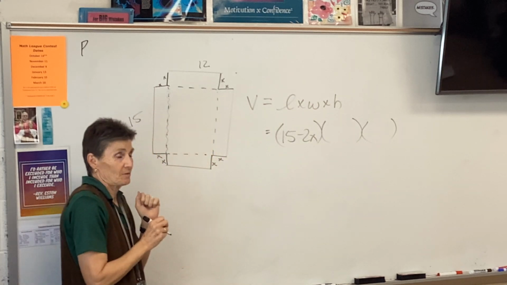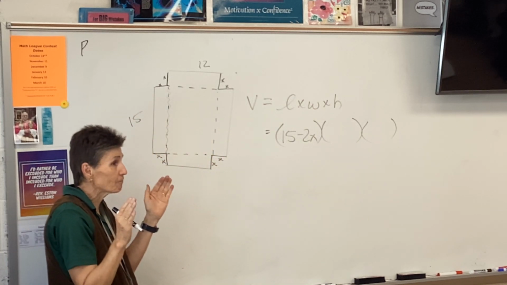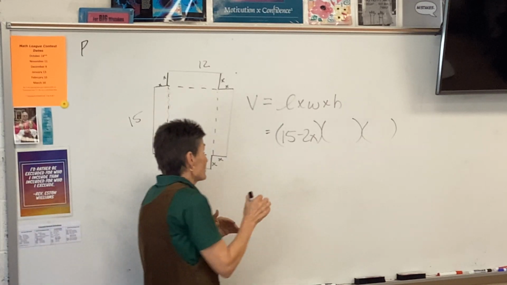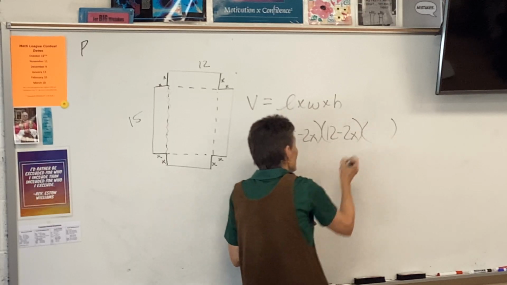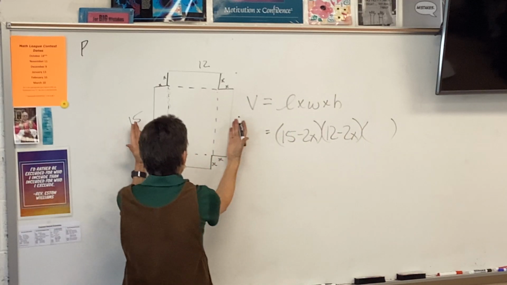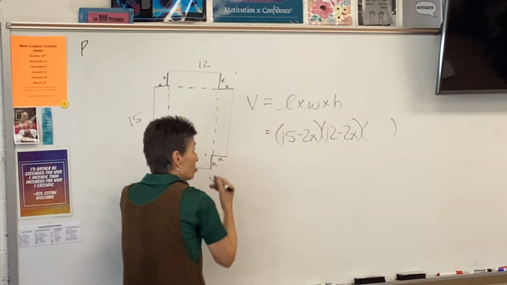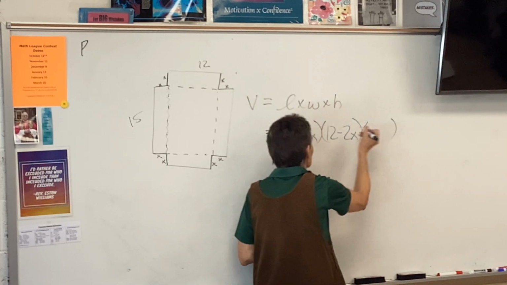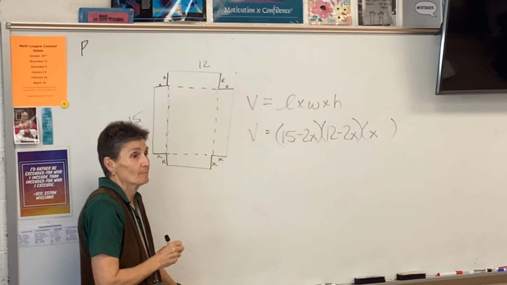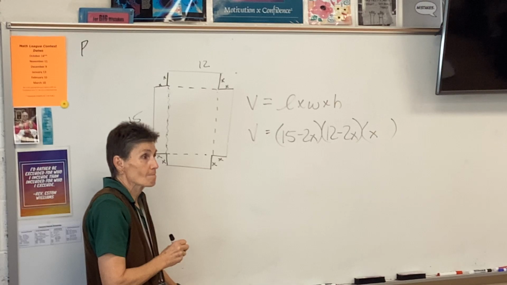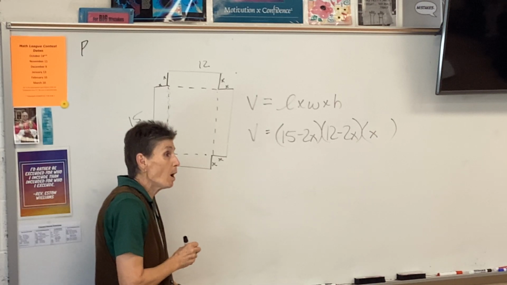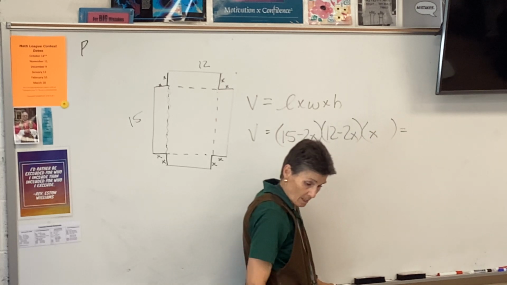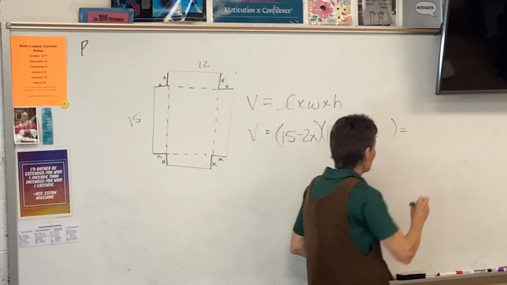What about the width of the box? It was 12, but remember, I ripped some stuff off. 12 minus 2x. And what about the height of the box? Remember, you're folding these flaps up. How high is that box? X. And there is your equation. Now you want that equation to equal 125, right?